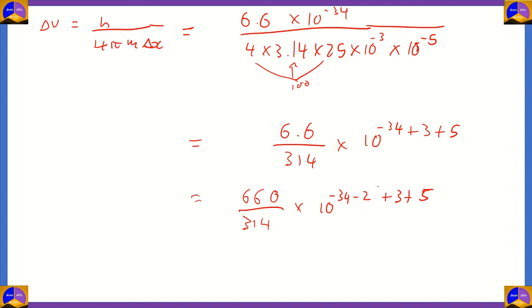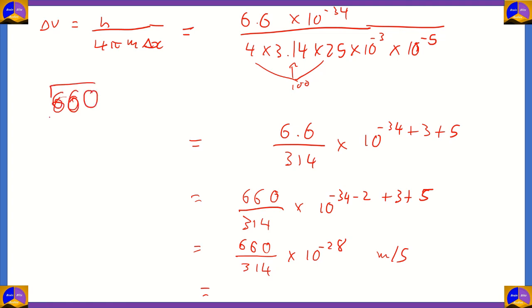34 plus 2 is 36. 36 minus 8 is 28. So you have 660 divided by 314 into 10 raised to minus 28 meters per second. Now we need to find the value of 660 divided by 314. Fortunately, we have space for division. 314 times 2 gives you 628. So 10 minus 8 is 2. 5 minus 2 is 3. 0. So then you have to put a point and then write a 0.